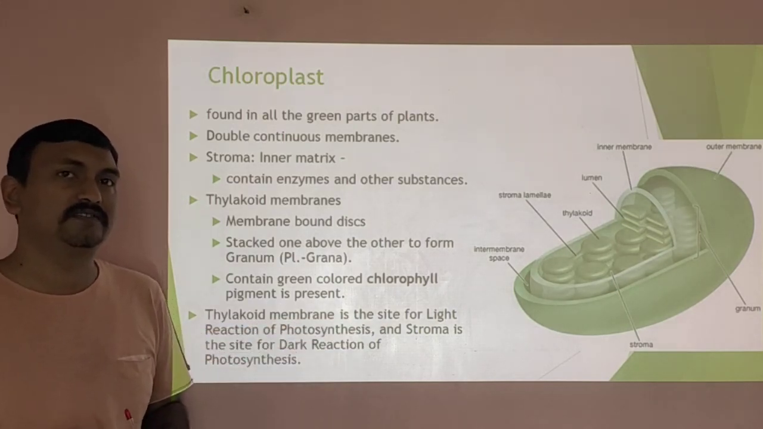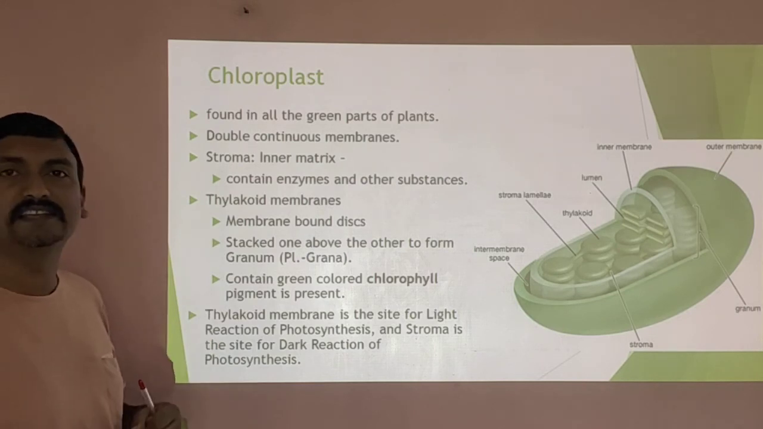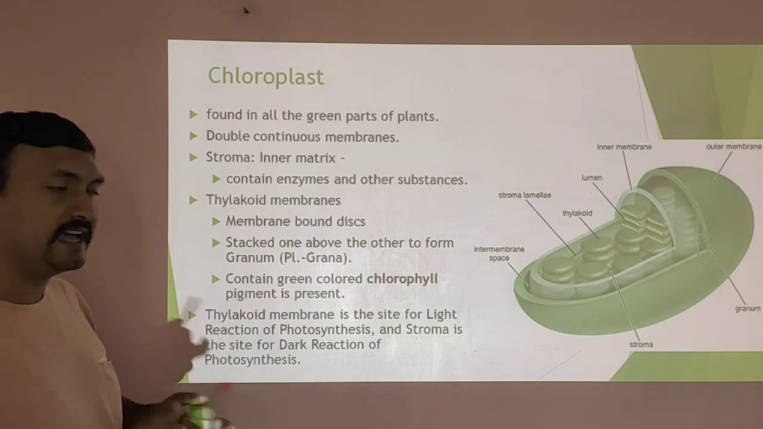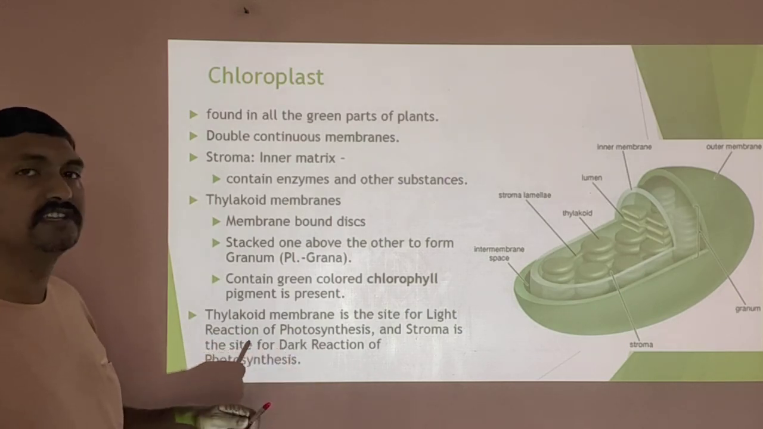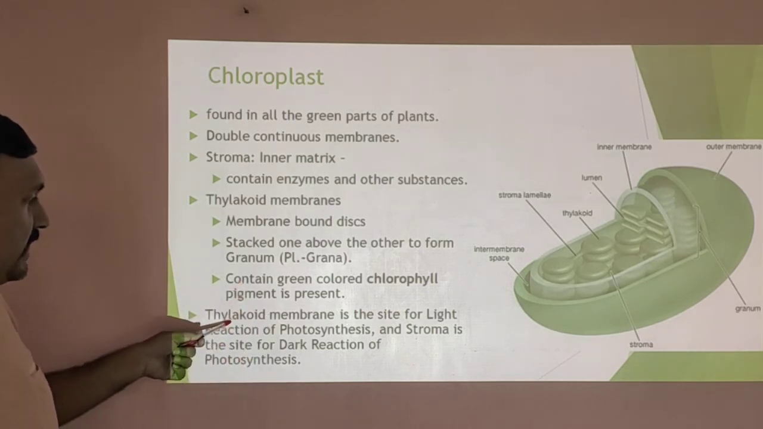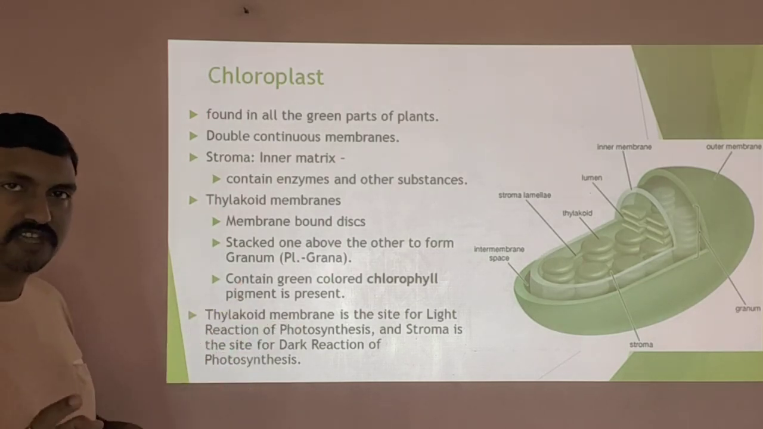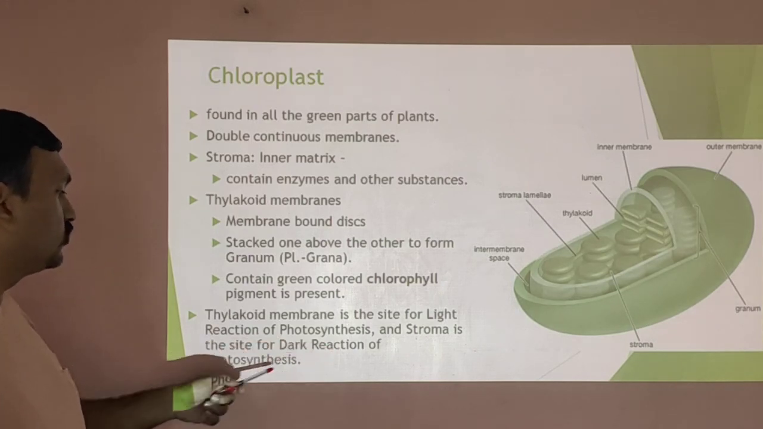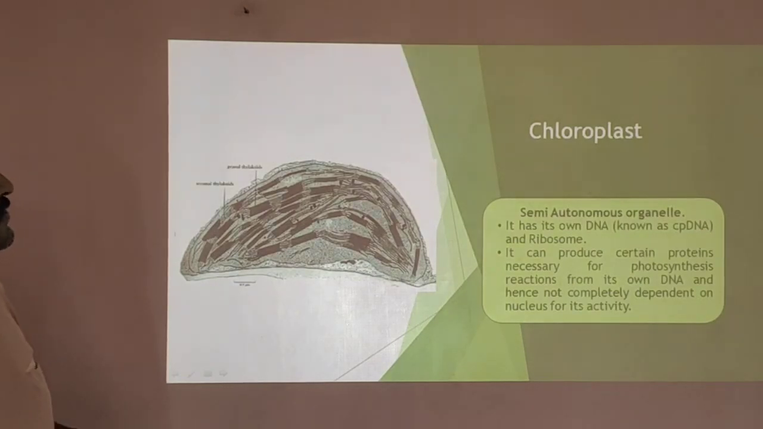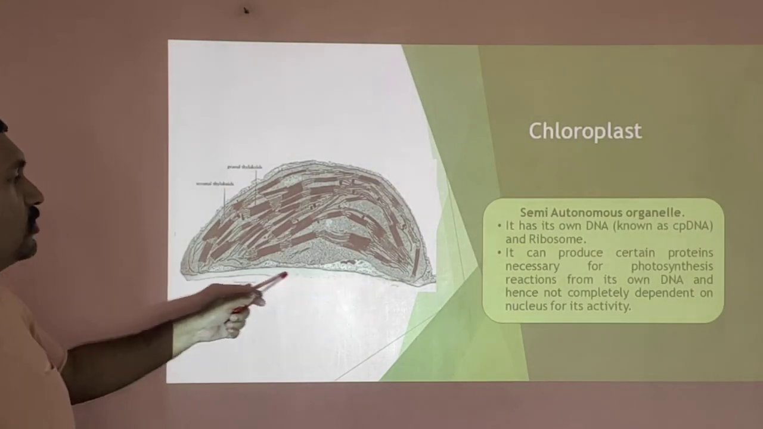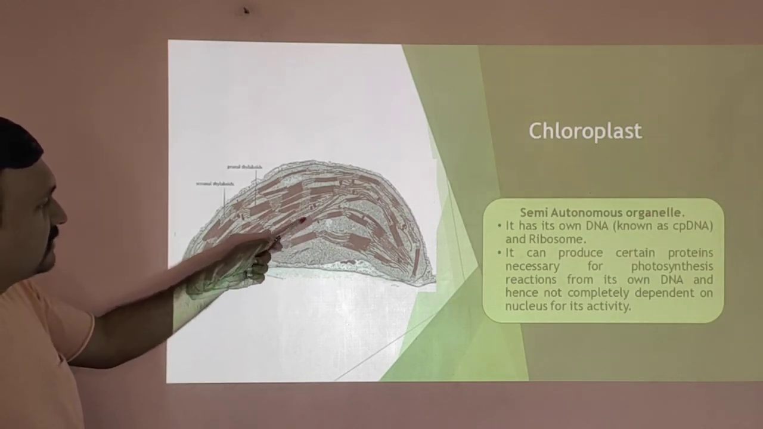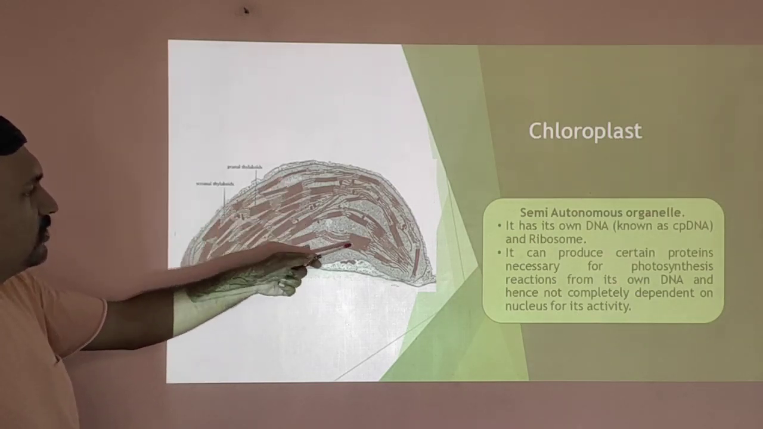Actually, photosynthesis is divided into two parts. You will get it in next class 10. One part is called light reaction, for which light is necessary. The other part is called dark reaction, for which light is not necessary. Therefore, thylakoid membrane is the site for light reaction of photosynthesis, and stroma is the site for dark reaction of photosynthesis. So this is again an electron micrograph of a chloroplast, and these are the stacks of thylakoid forming granum.